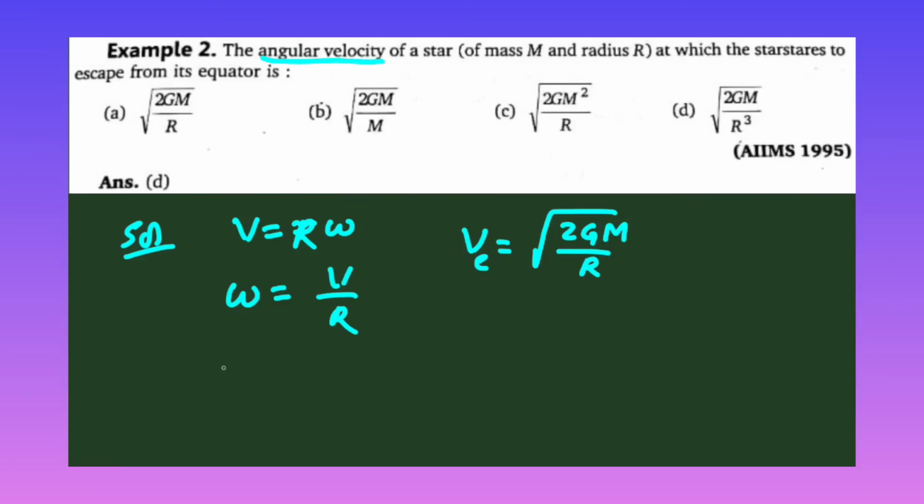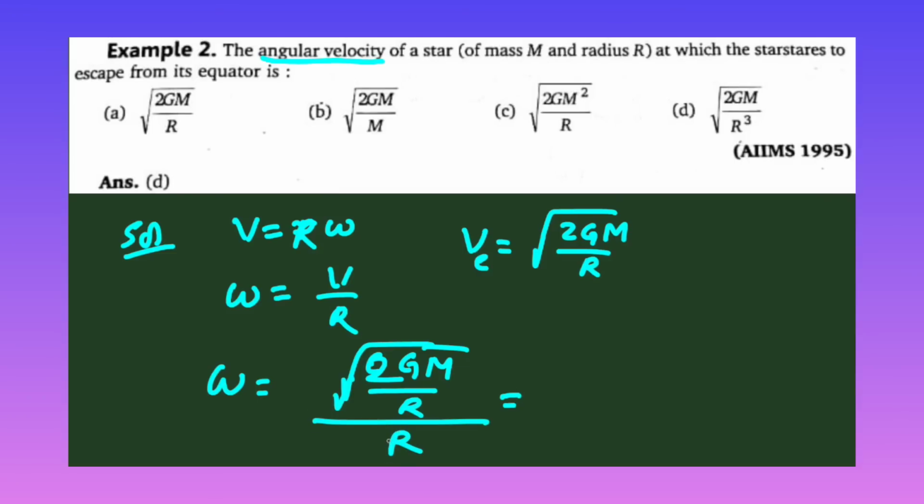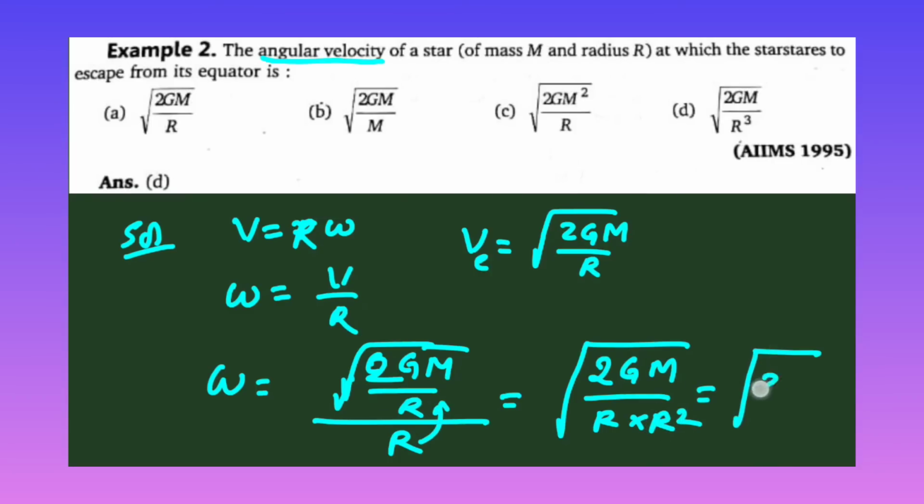So what you are going to do is, here you will write the escape velocity formula, that is 2 gm by r, and divided by r. If you take this r inside, it will become r square. So totally it is going to become 2 gm by r into r square, because you are considering it inside the root. Therefore your final answer is going to be 2 gm by r cube. So your correct option is the fourth option.